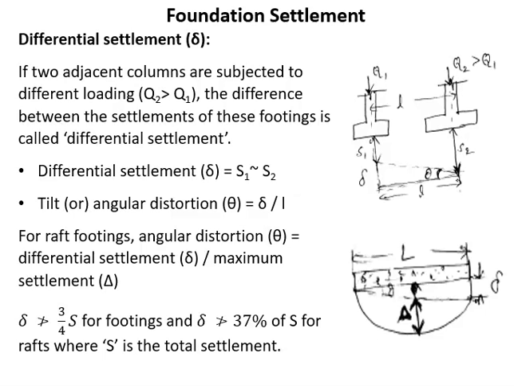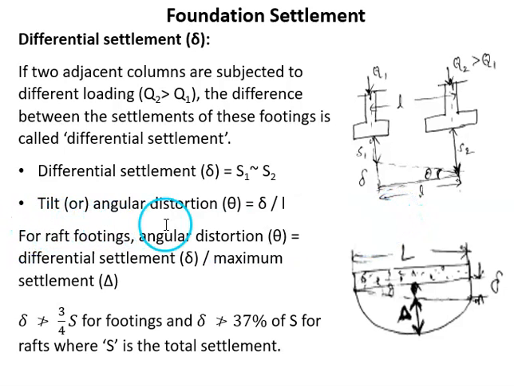Another type of settlement is differential settlement, represented with the symbol delta. If there are two adjacent columns subjected to different loading, then the difference between the settlements is called differential settlement. So here, differential settlement equals S1 minus S2, where S1 is the settlement under column 1 and S2 is the settlement under column 2. The difference between these two settlements is called differential settlement.